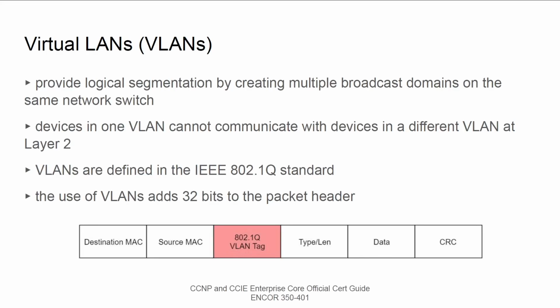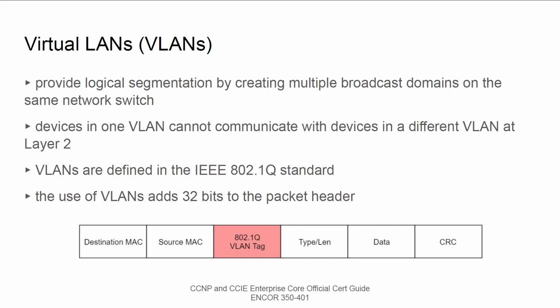So as I already mentioned, devices in one VLAN cannot communicate with devices in a different VLAN at layer 2. That is really the whole point of the logical segmentation. Now VLANs are defined in the IEEE 802.1q standard. So whenever you hear 802.1q, think of VLANs.